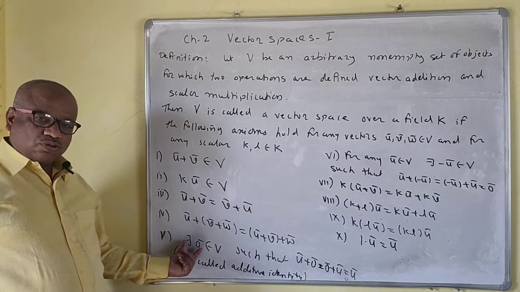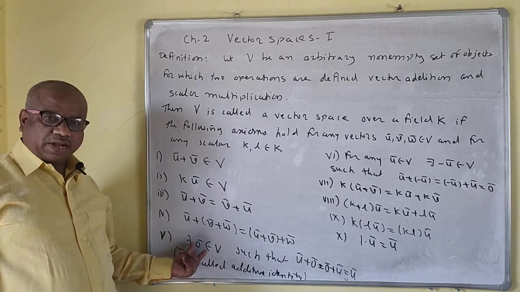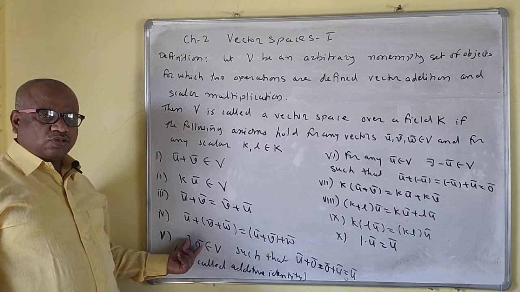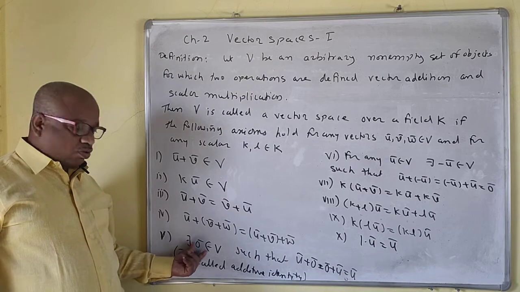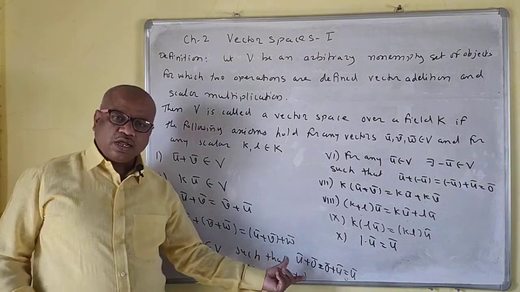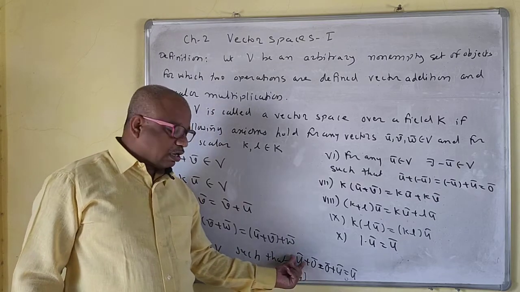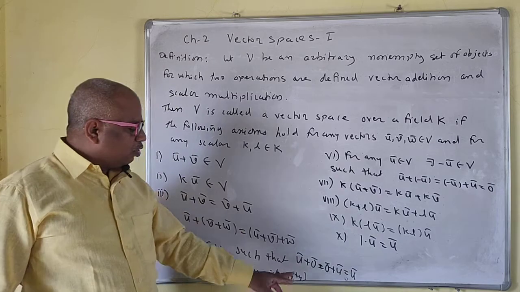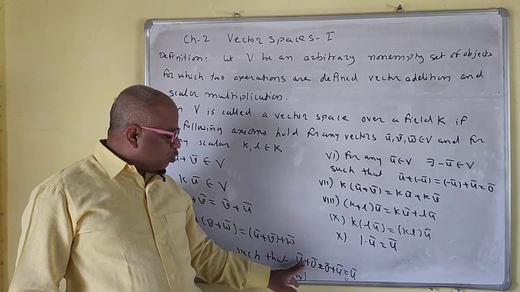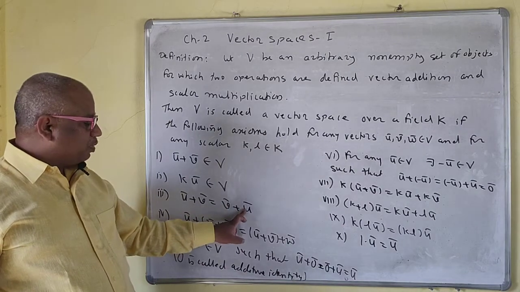That means the identity exists. So there should exist a vector 0 bar. Note that 0 bar is not your usual 0 or 6; 0 bar may be anything. That vector should exist such that if you add it to any vector, the vector remains as it is. That means u bar plus 0 bar is the same as 0 bar plus u bar, which is equal to u bar.